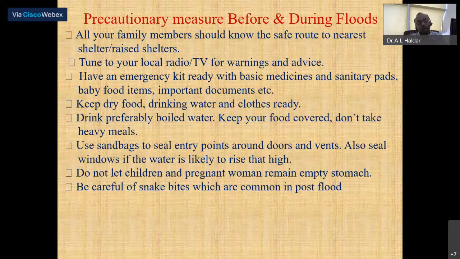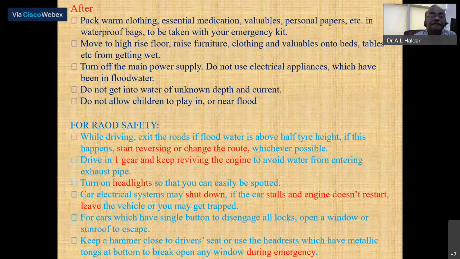Your home surroundings could be filled with water, so some sandbags should be ready. Seal your entry points so that the flood water does not go inside. Do not allow children and pregnant women to stay in such areas. Now, you know, snakes are very abundant in floods, so you should be aware of snake bites. So these are certain things.